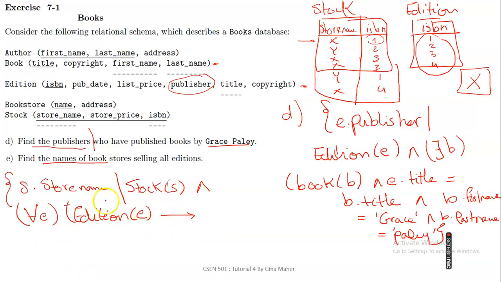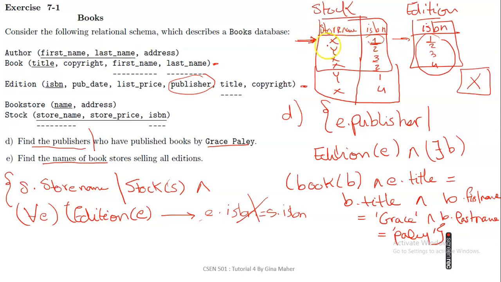Okay, what do we want? We want to check that this store name sells all editions. So if we are pointing here at X, we want to check that X is selling all editions. Some will suggest that we can simply write E.ISBN equal to S.ISBN. Actually, this is wrong. Why? Because if we do so, let's assume that S is pointing here. So in this case, the ISBN is 1 and E.ISBN is 1. So this is correct.